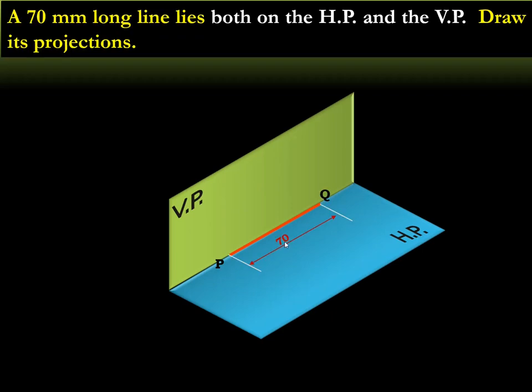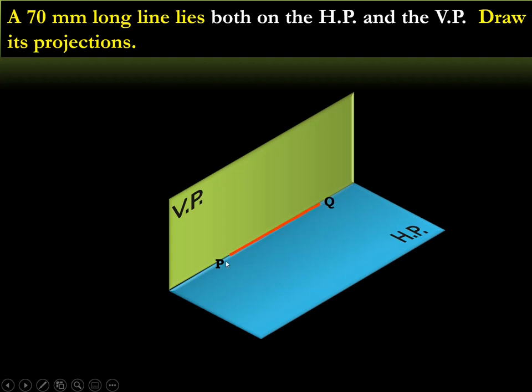Now let us find the projections of the given problem. The pictorial representation of the given problem is shown here. From this diagram we can understand the true length of the straight line capital PQ is 70 mm. We can also understand that to locate or to represent the straight line capital PQ, we don't require the above distance from the horizontal plane or the in front of distance from the vertical plane. Both the values become 0.